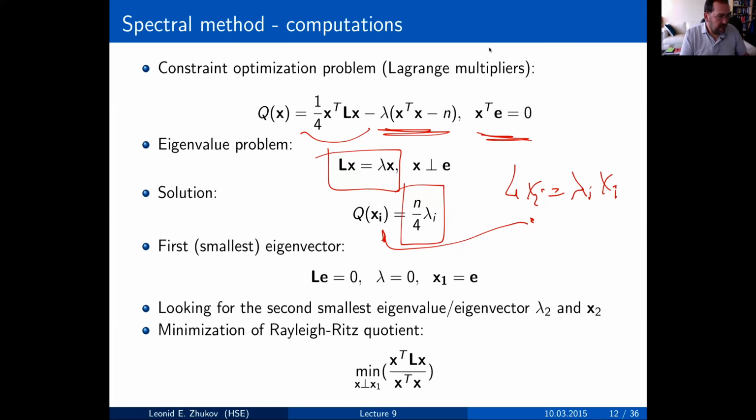Now, the matrix is symmetric, and its rows sum to zero. For this matrix, one can show that all eigenvalues will be non-negative, and the smallest one is actually equal to zero. How can we see that the smallest one is equal to zero? Well, it can be easily seen by the fact that the vector of all ones is an eigenvector.